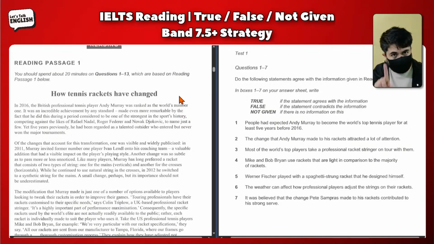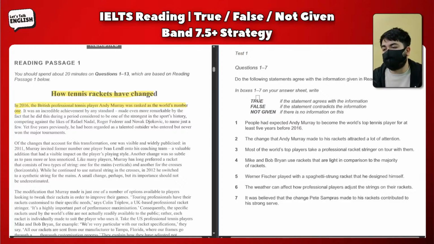See, the number one thing that you should always understand is what is the title of my passage, and we are having here how tennis rackets have changed. And in addition to that, I would also request that you read the first sentence. It says, in 2016, the British professional tennis player Andy Murray was ranked as world's number one. Okay, so it's about a tennis player. I hope we also see Roger Federer in this. But this was the first step that you do.